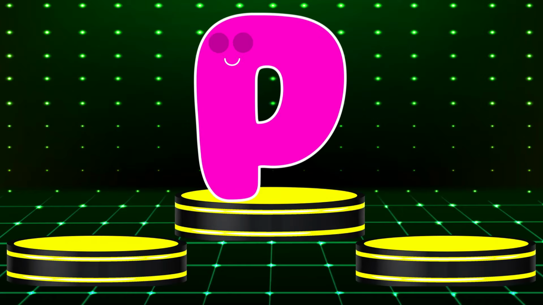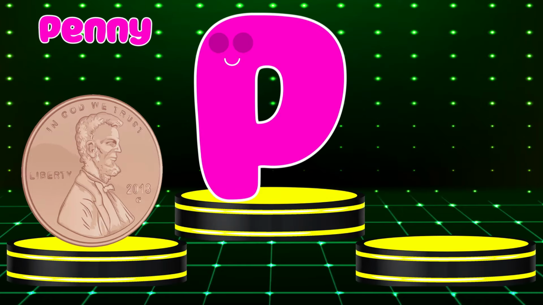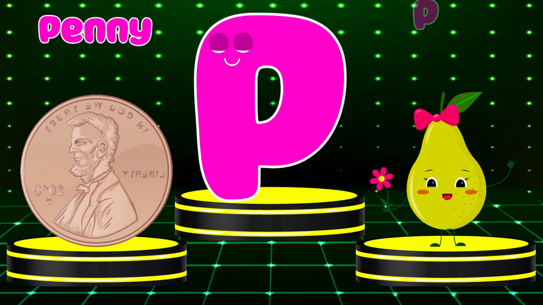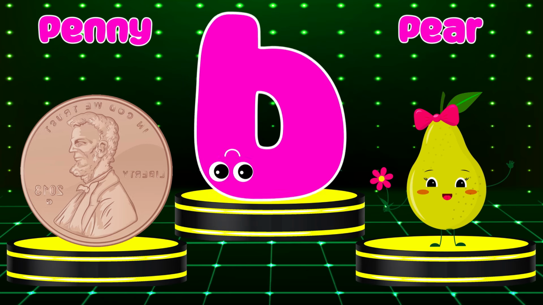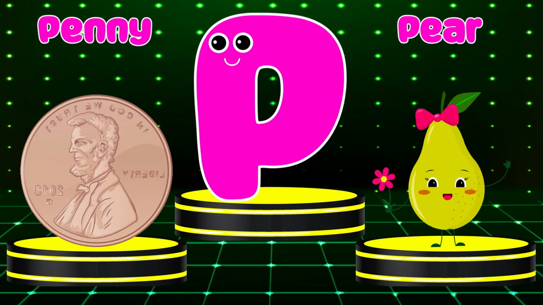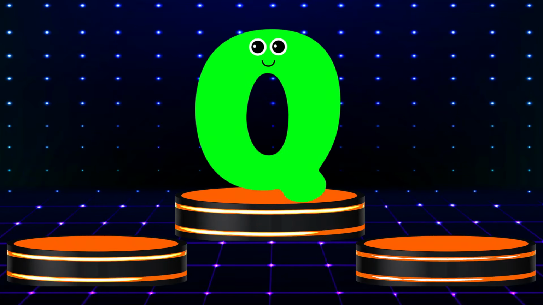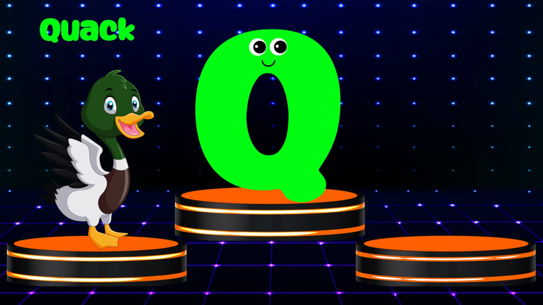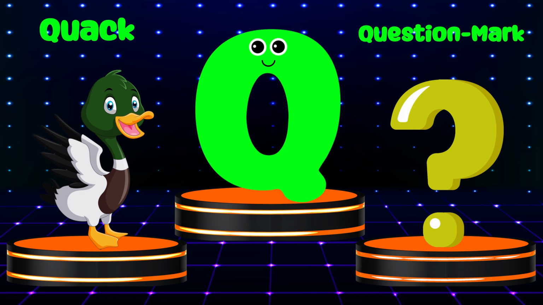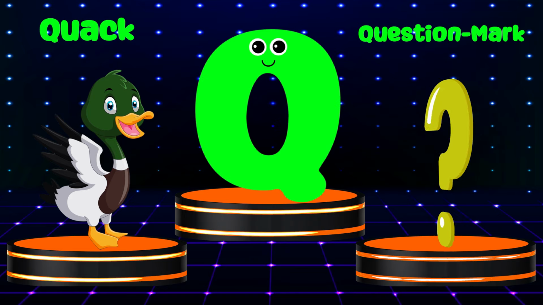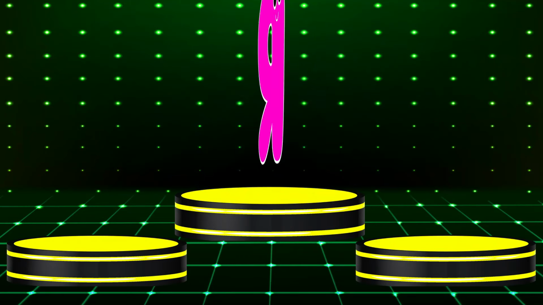P is for penny, penny. P is for pear, pear. P is for penny. P is for pear. Q is for quack. Quack. Q is for question mark. Question mark. Q is for quack. Q is for question mark.